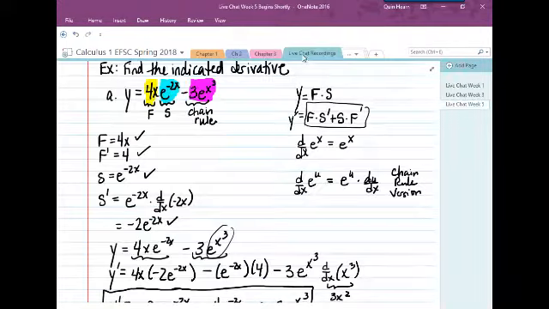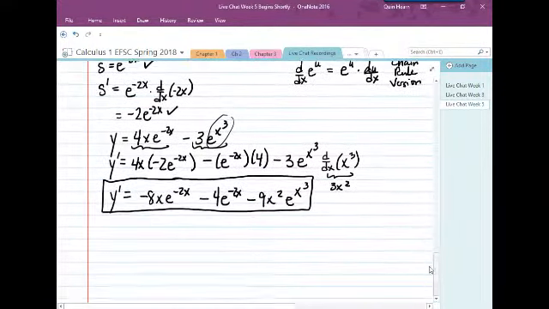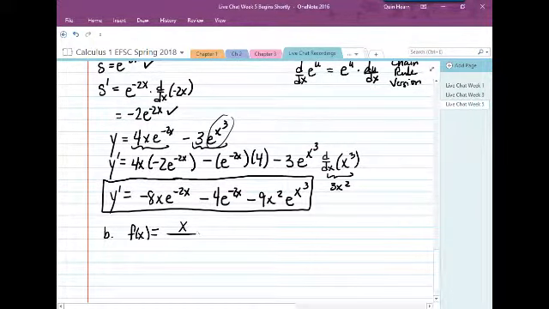We don't have the one I was looking for. Let me go back over here. All right, let's use this one. Part B. We have f of x equals x over the cube root of x squared plus 4.